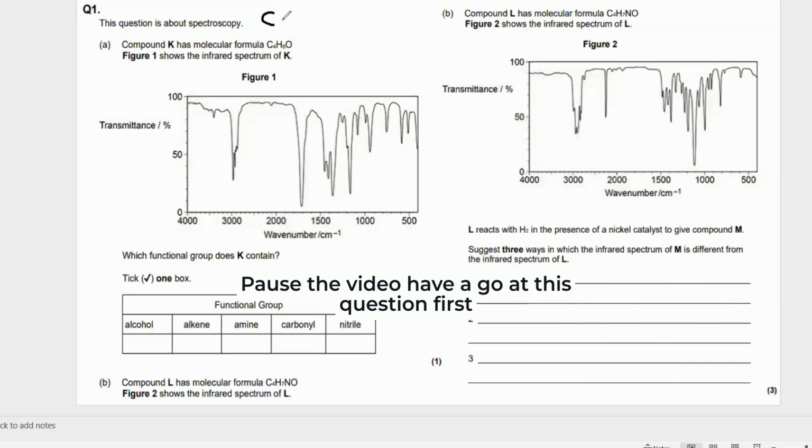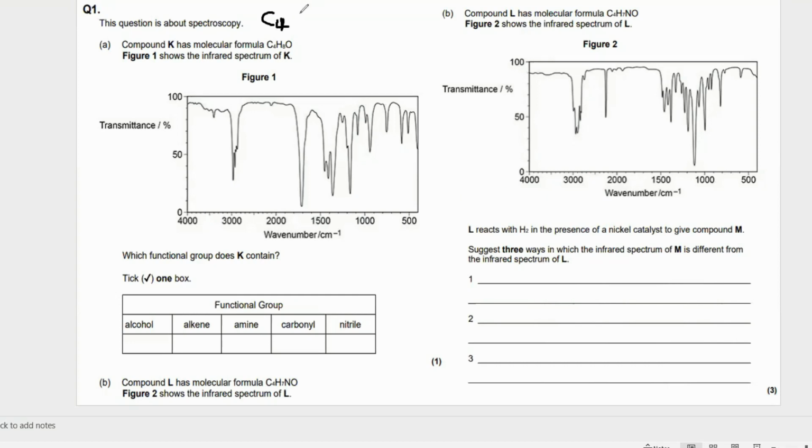Questions about spectroscopy. Compound K has the molecular formula C4H8O. Figure 1 shows the infrared spectrum of K. We've got the transmittance percentage along with the wave number at the bottom. This is for the IR spectrum. Which functional group does K contain?